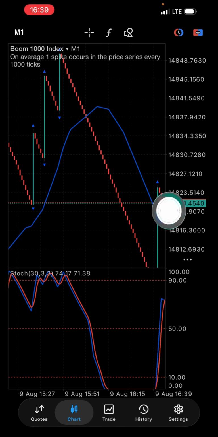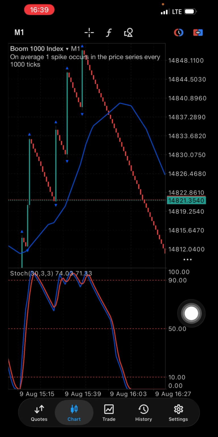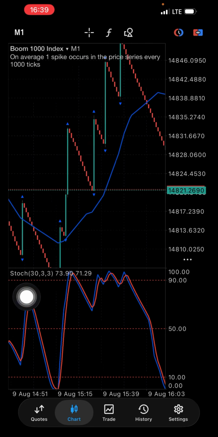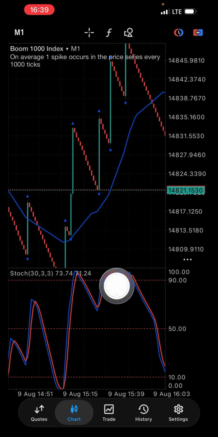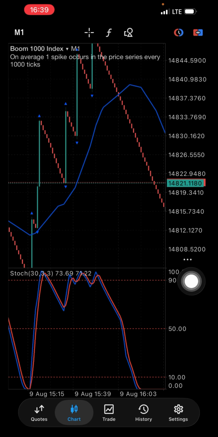Alright, here on the indicator window, we want to wait for the stochastic oscillator to get to the overbought level. Once you have seen that the stochastic oscillator is at this 90 level here, it means the price is on the overbought level, and we are expected to look for sell entry from these levels.